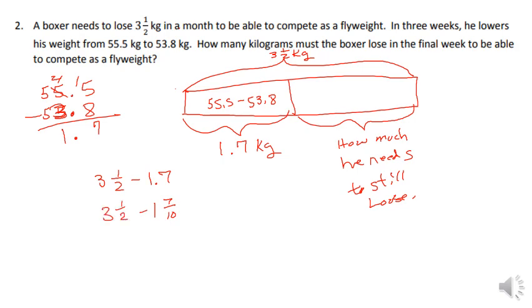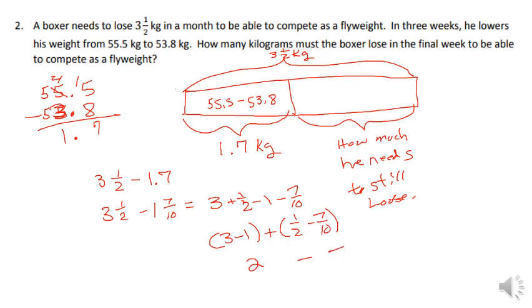And we're subtracting that from 3.5. So now when we rewrite it, we got 3 plus 1/2 minus 1 minus 7/10. So now I got 3 minus 1 plus 1/2 minus 7/10, which gives us 2. We're going to rewrite these. And remember, you could do 2 times 10, and that would work. So let's go ahead and just keep that.